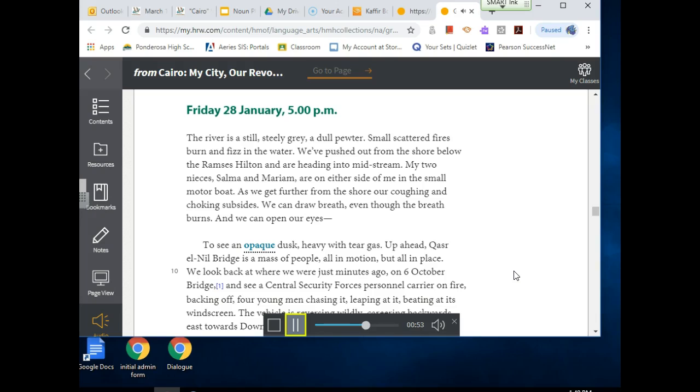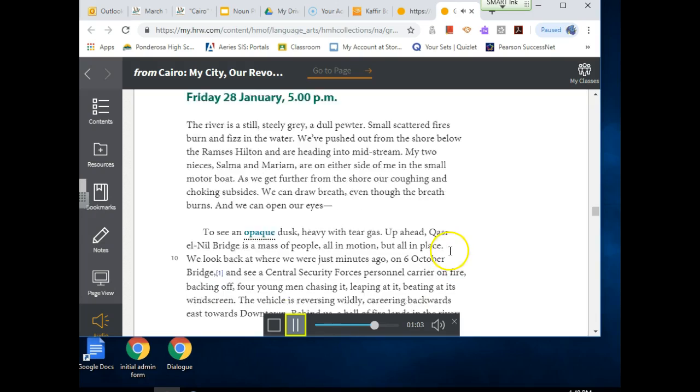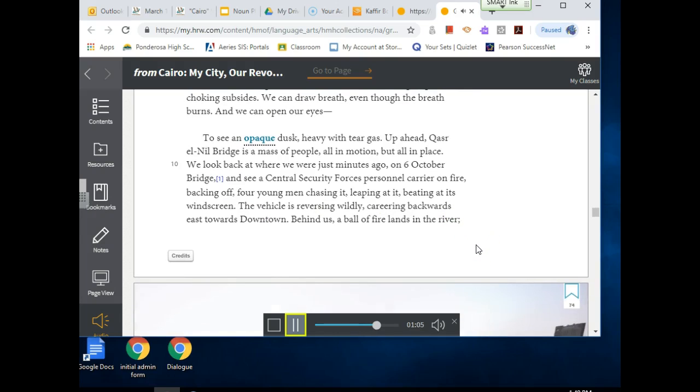Up ahead, Kasr el Nil Bridge is a mass of people, all in motion, but all in place. We look back at where we were just minutes ago on 6 October Bridge and see a Central Security Forces personnel carrier on fire, backing off, four young men chasing it, leaping at it, beating at its windscreen. The vehicle is reversing wildly, careering backwards east towards downtown. Behind us, a ball of fire lands in the river, a bright new pool of flame in the water.